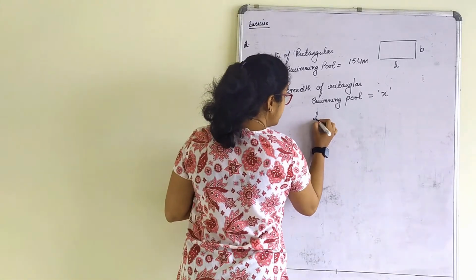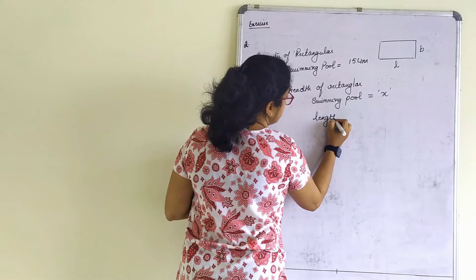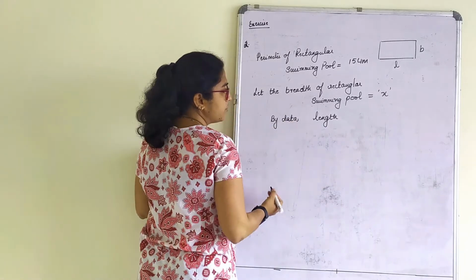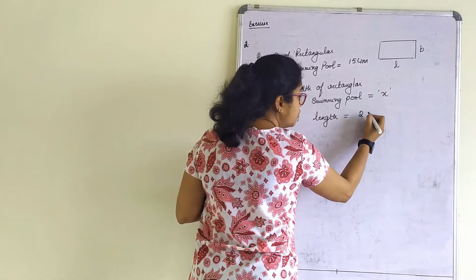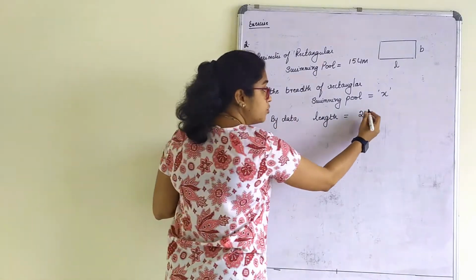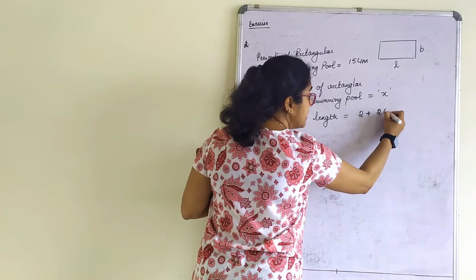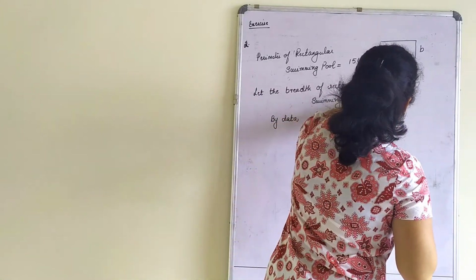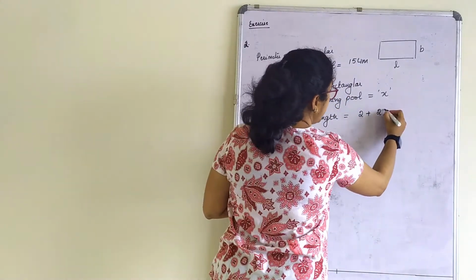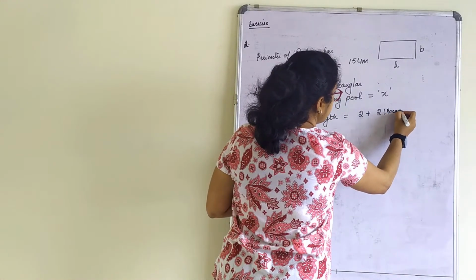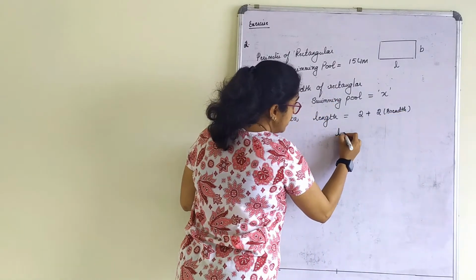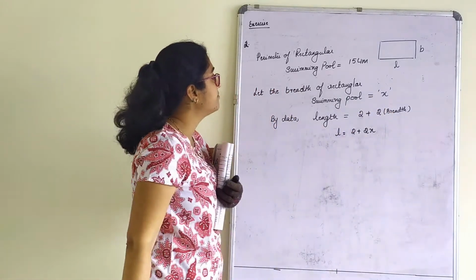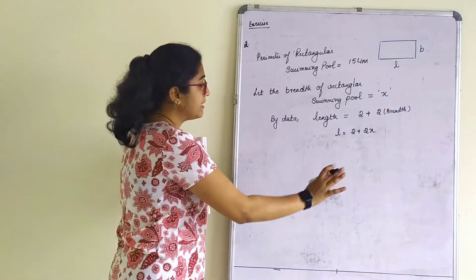So therefore, what is length? I will write here: length is given in the data according to the question. See, go on writing as it is given. Length is 2 more than twice its breadth. That is nothing but length is 2 plus 2x. Okay, this is done. Let's take this as it is.